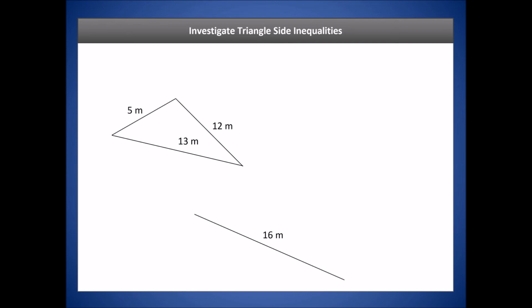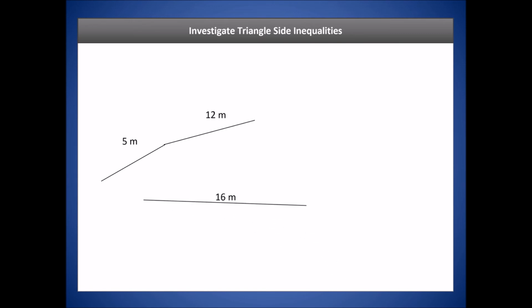Now let's see if we have a 5-meter piece, a 12-meter piece, and a 16-meter piece, can we construct a triangle? Let's remove the 13-meter piece and replace it with the 16. Can we construct a triangle in this case? We're going to have to slightly move the two pieces earlier so that we can rearrange them and make this triangle, because the 16-meter piece is longer, and so we'll have to accommodate it.